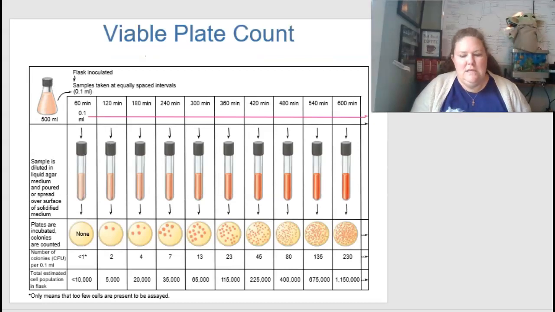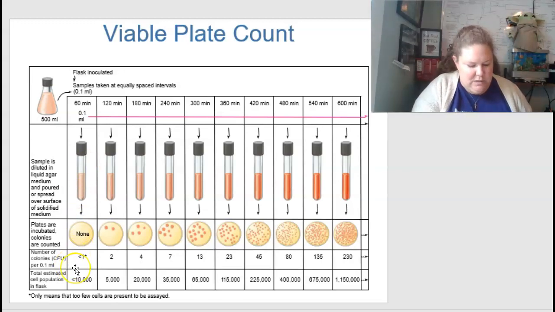So if we look at this in a fun picture, this is in figure 7.17 of your book. You can see that if you place a few cells into the sterile liquid medium, then you incubate this culture over a period of several hours, which is denoted here. Then you sample the broth at regular intervals during the incubation, and plate each sample onto a solid media. So you can take a sample out, then plate it, and count the number of colonies that are present after each inoculation.